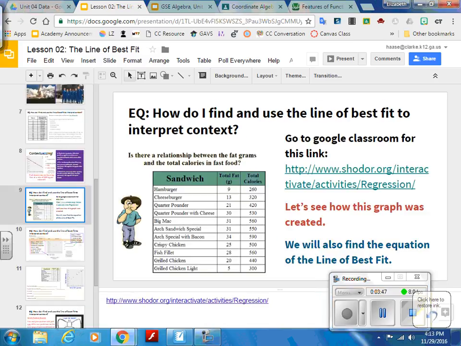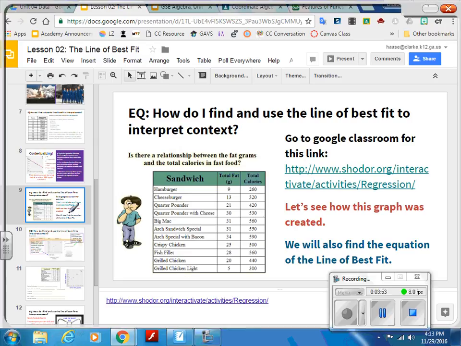All right, here we have the relationship we're trying to figure out between fat grams and calories. So we took a couple just fast food restaurants, and we calculated the fat per these sandwiches and then their total calories. And we want to know, is there a relationship between the grams of fat in a sandwich and the total amount of calories that you're going to end up eating?